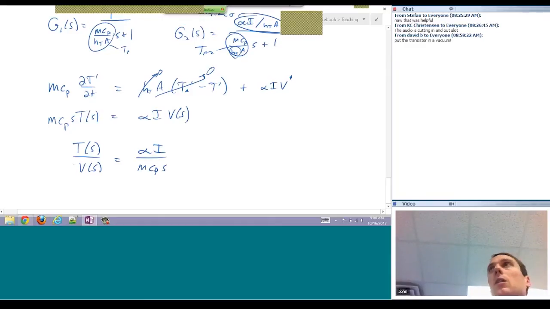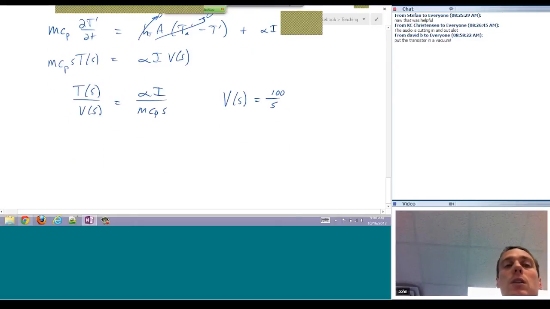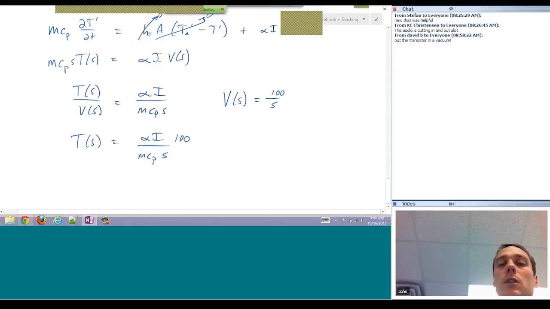So what is V(S) going to equal if I give it a step input? For a step input, it's 1 over S, but if I have a step of 100, it would just be 100 divided by S. So I just multiply that by 100. Then let's solve for T(S): alpha I over M C sub P S times 100 over S. So that's 100 alpha I over M C sub P S squared. And then let's take that back into the time domain.